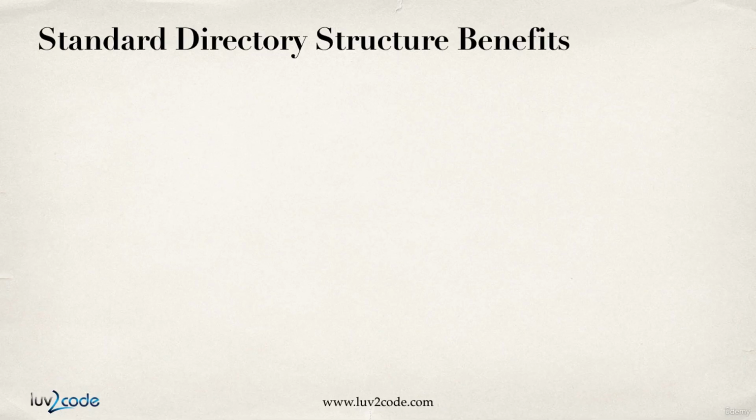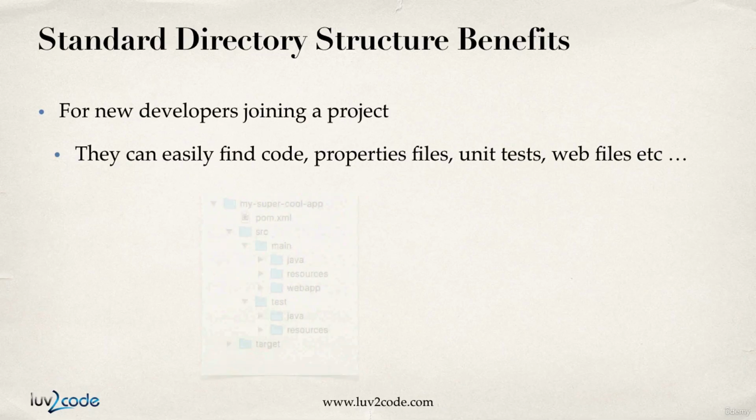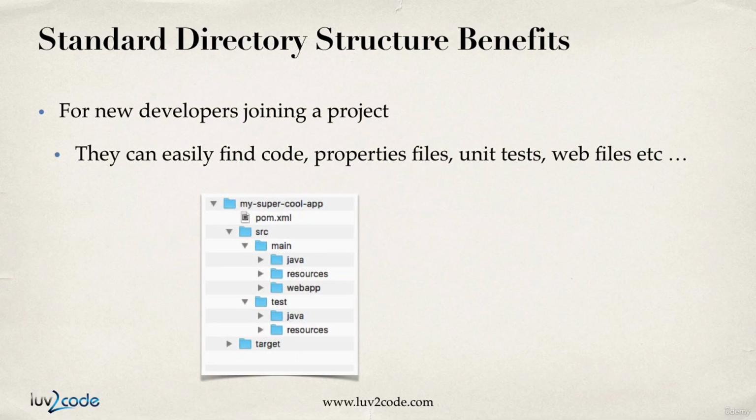Alrighty, now what are the benefits of the standard directory structure? Well, for new developers joining a project, they can easily find code, properties files, unit tests, web files, and so on. This is very important, especially on real-world or real-time projects. You can quickly join a project and know where files are located.